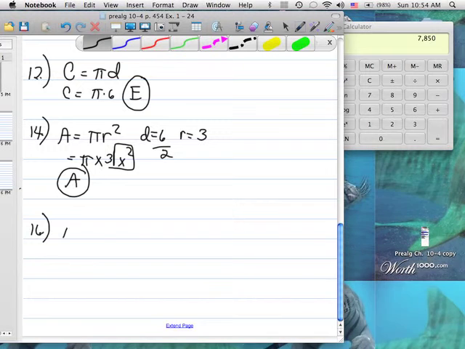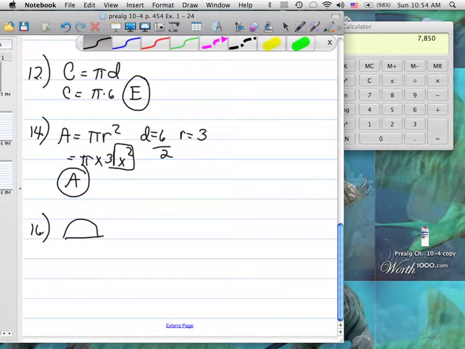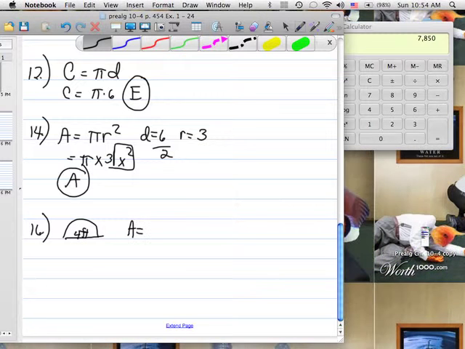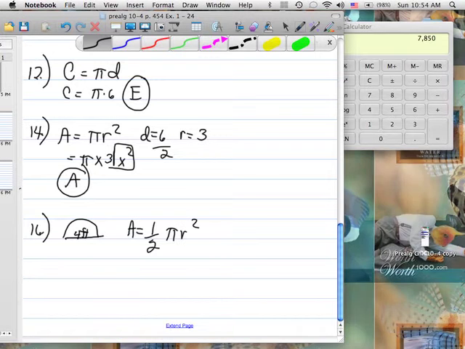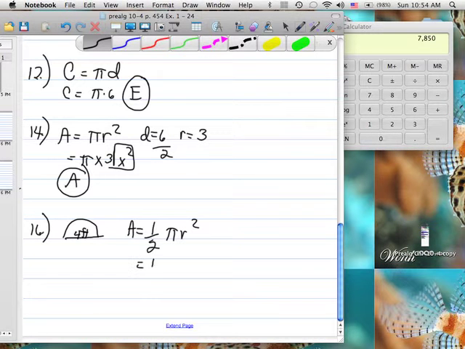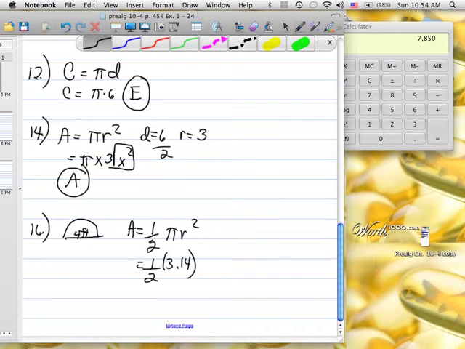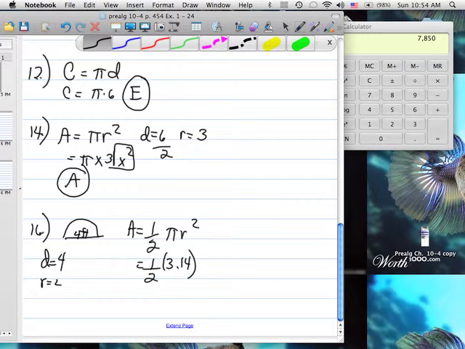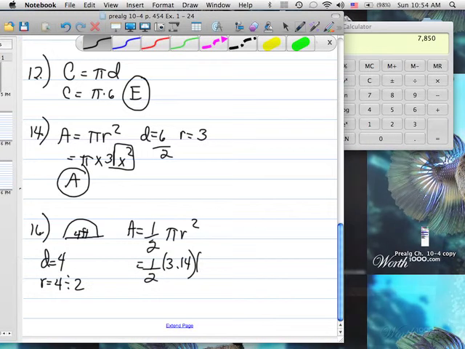Well, you have half a full circle, and the diameter is 4 feet. So the area of the semicircle would be 1/2 the area of pi r squared. So 1/2 pi, which is 3.14, since 4 is not divisible by 7. Radius, half of 4, is 2. So it'd be 2 squared.